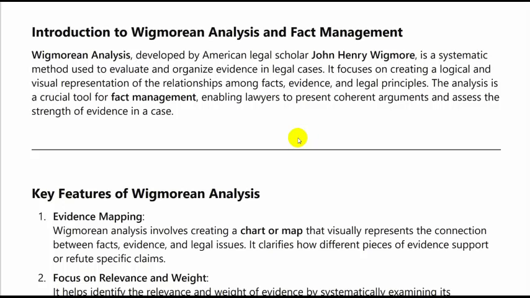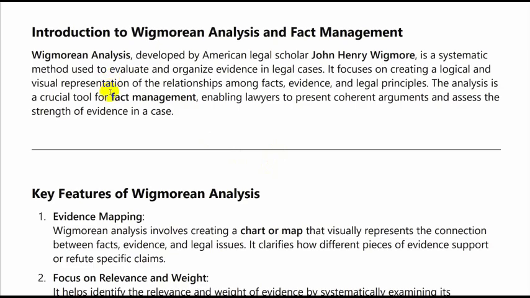Welcome back. This is module 4, last topic from elementary logic for first year BA LLB students from Mumbai University. This is the topic of Wigmorean analysis and fact management. This is the introduction part.